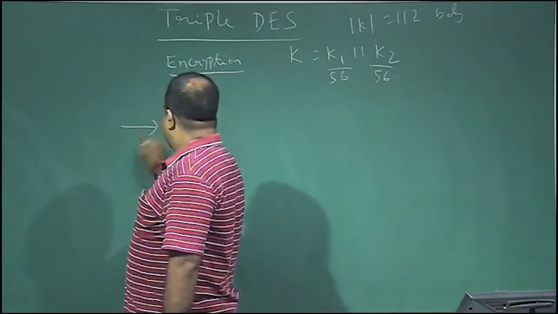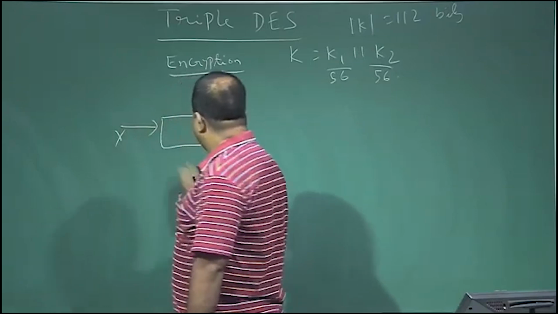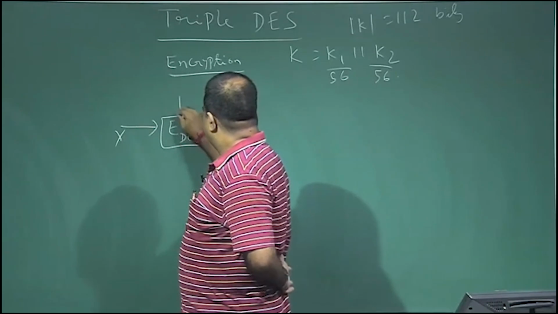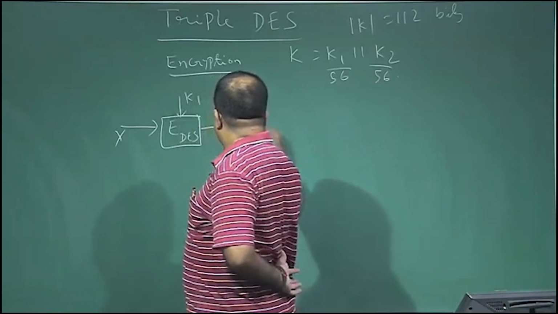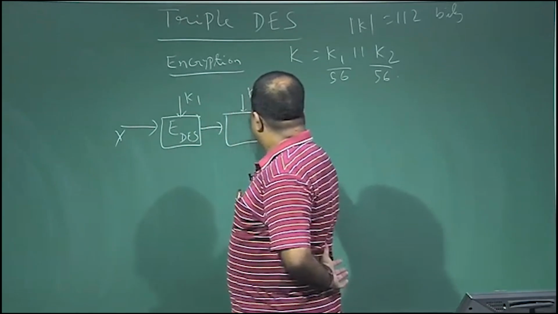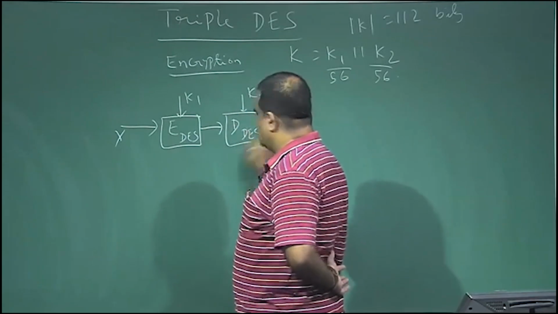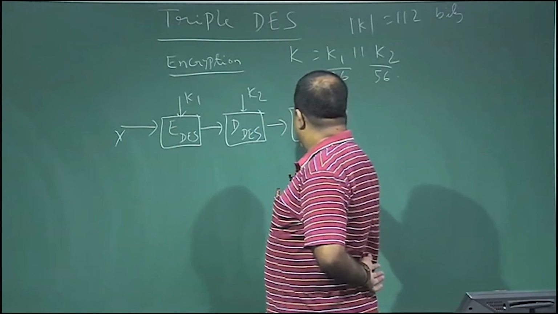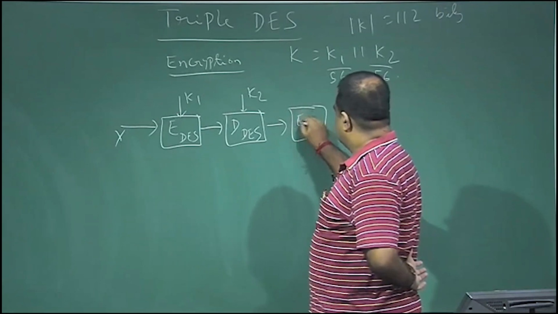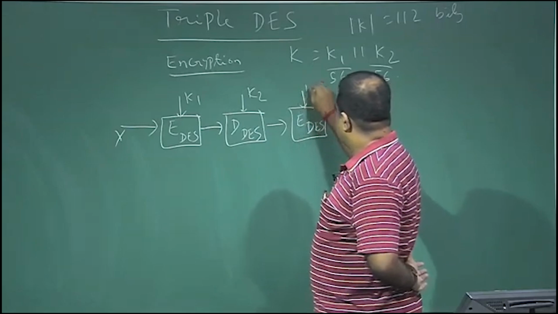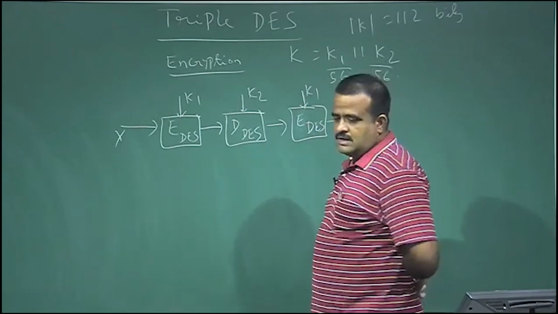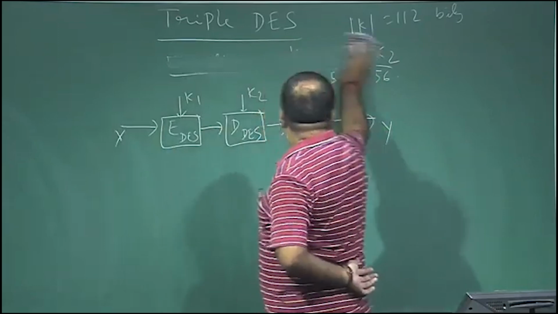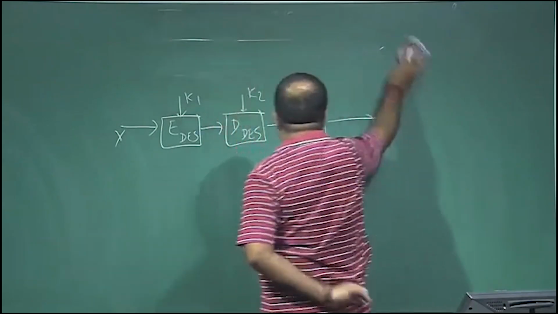So this is the plaintext X. Now we apply the DES encryption with the key K1, followed by a DES decryption with K2, and then we use the DES encryption again with K1, and finally we get Y, the ciphertext. So this is the triple DES encryption.